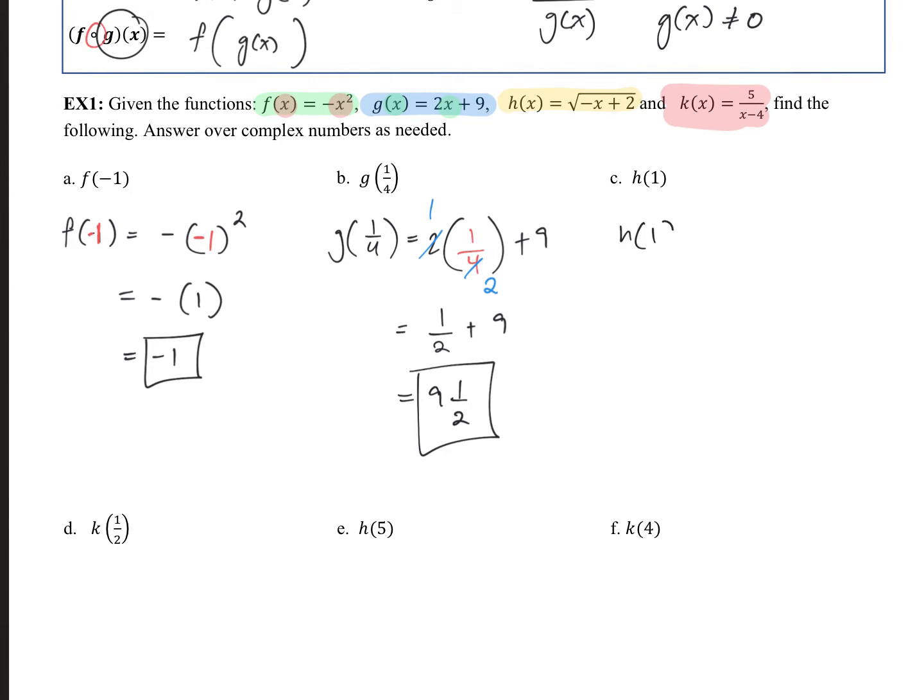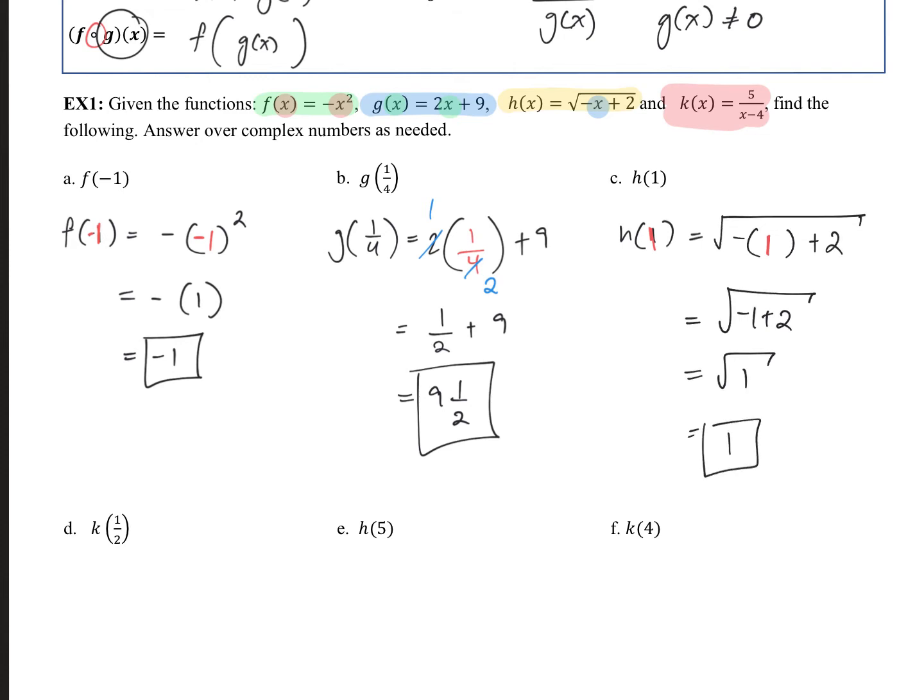Alright, so h of 1. Well, our function h is this one with the radical here. And where's x? X is underneath the radical, and there's a negative by it, so we have to be careful with that. That's the square root of negative my input plus 2. So we're inputting 1. Let's go ahead and input 1. And we get the square root of negative 1 plus 2, which is the square root of 1. And that's pretty straightforward. What number times itself gives me 1? That's just 1.